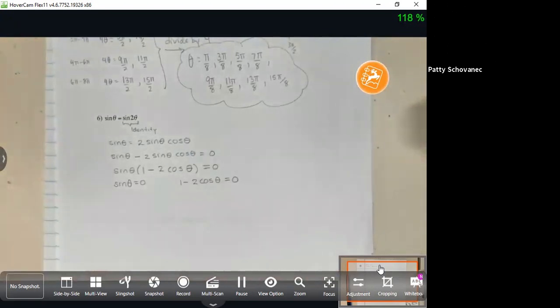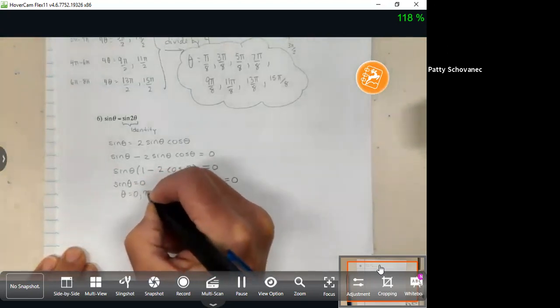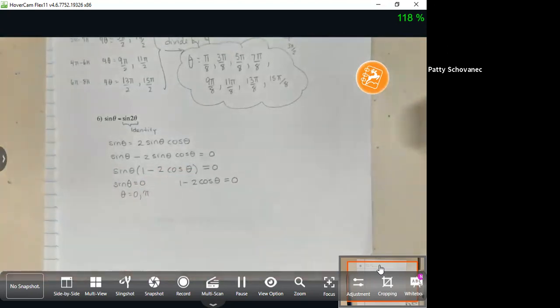We've done that first equation many, many times. Quick, sine of what angles are 0? 0 and pi. Somebody said it. The rest of you are just thinking it?